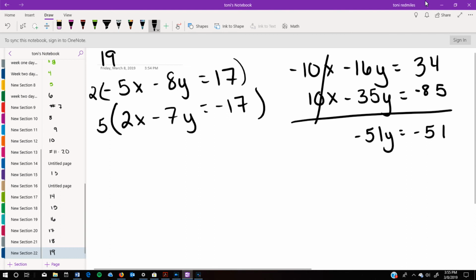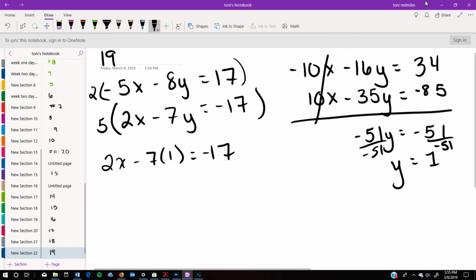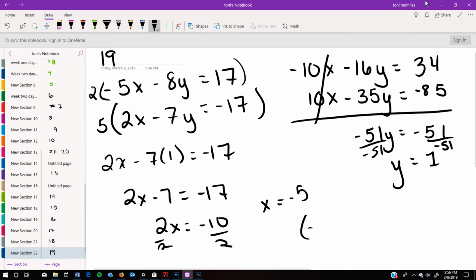-51 over there. All that work, and it's just going to equal a +1 because I'm going to divide out a -51 on both sides. That ugly number ended up with a 1. Isn't that beautiful? Math is just so beautiful sometimes. All right, either one, pick your poison. I'm going to go with the second. Divide by 2, divide by 2, x equals -5. I hear an ice cream truck. My coordinate point of intersection is (-5, 1).